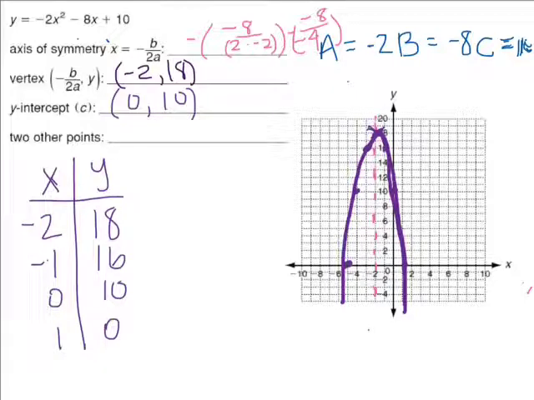Now, our parabola has 2 roots, and it has a maximum height. It has a y-intercept of 10, and this is all stuff that can be labeled as you go. This is the vertex.